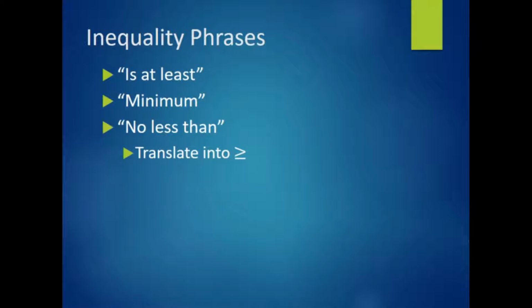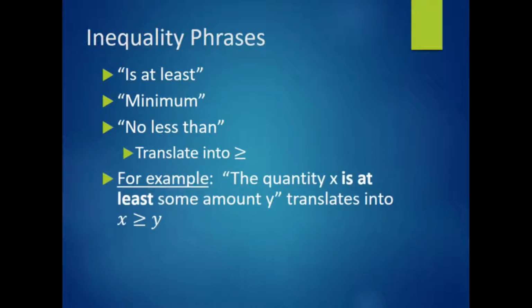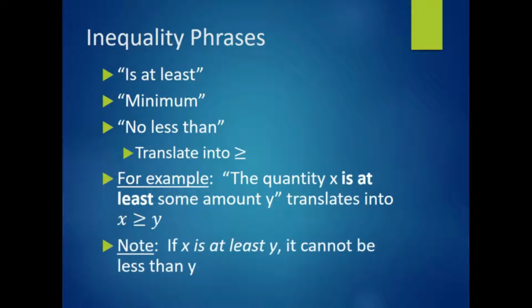than or equal to inequality. For example, the quantity x is at least some amount y translates into x is greater than or equal to y. It's worth noting here that if x is at least y, it cannot be less than y.